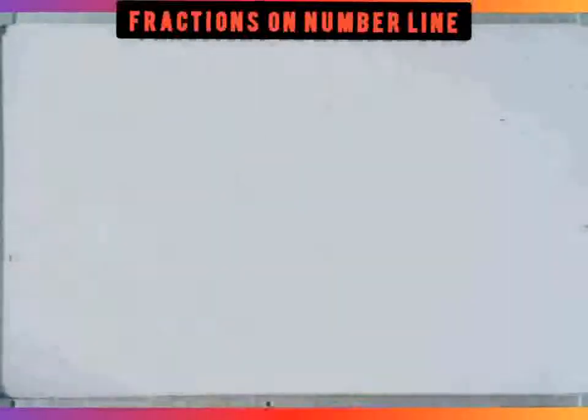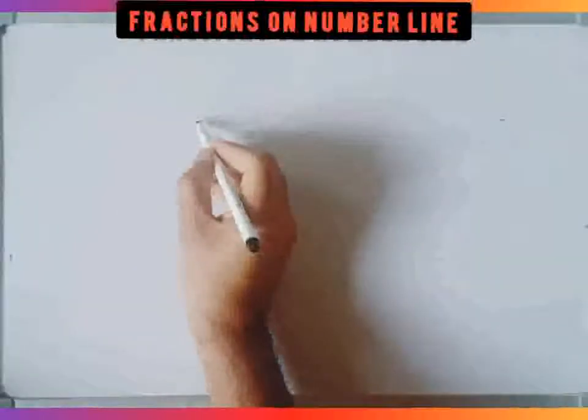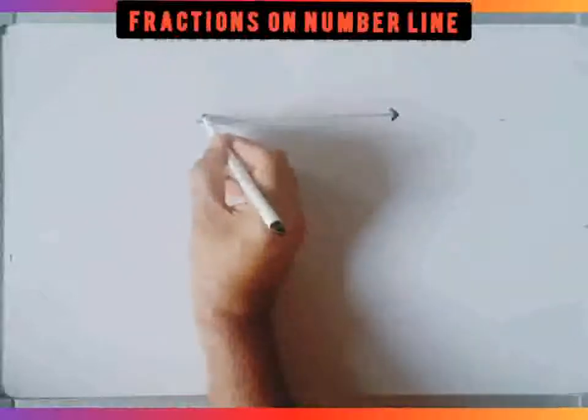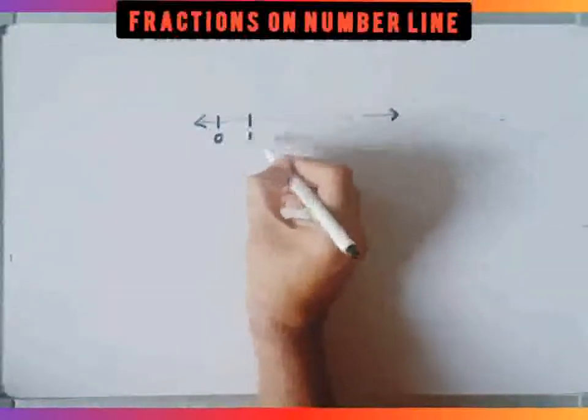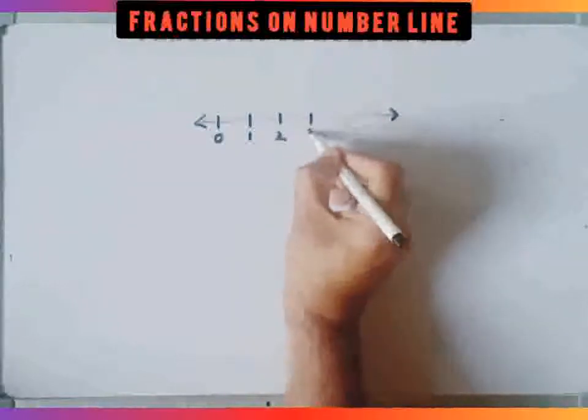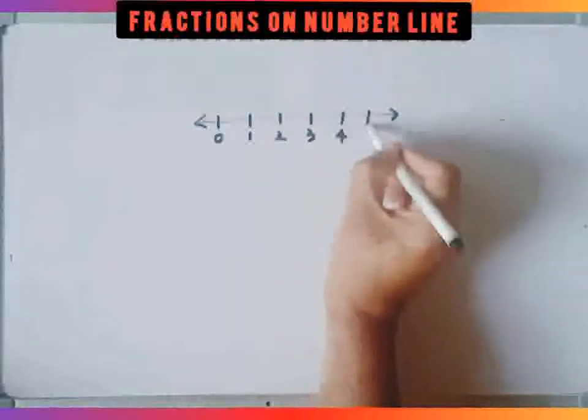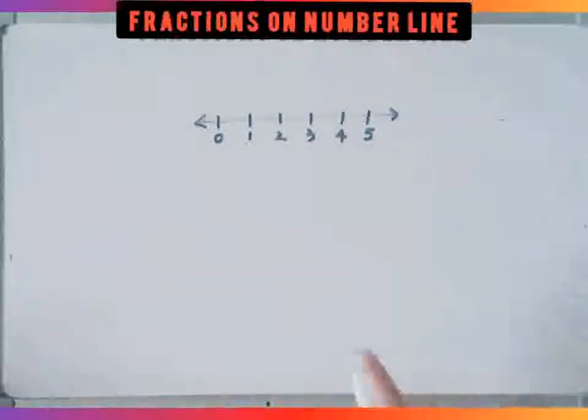We know how whole numbers are represented on a number line. See, for example, this is a number line, and we know that this is 0, 1, 2, 3, 4, 5. All these are whole numbers.